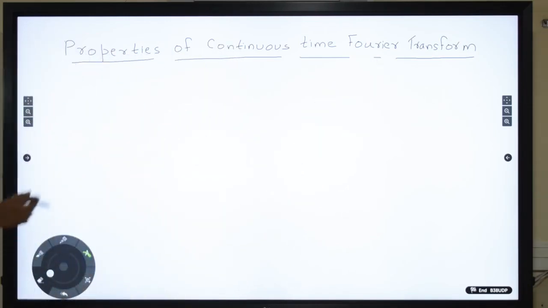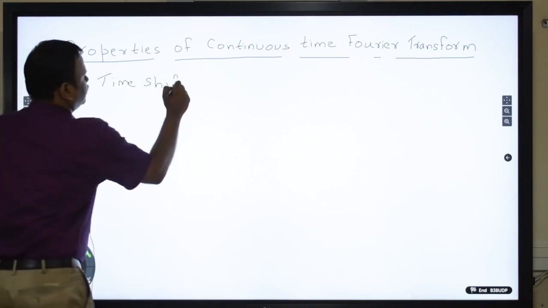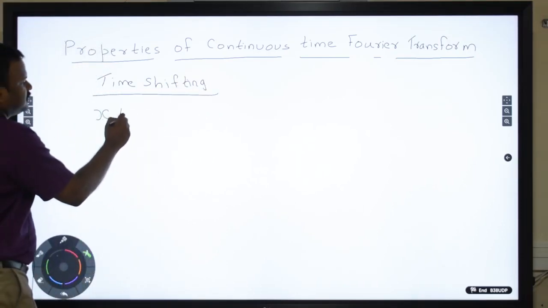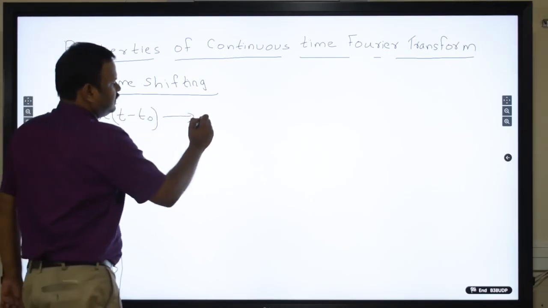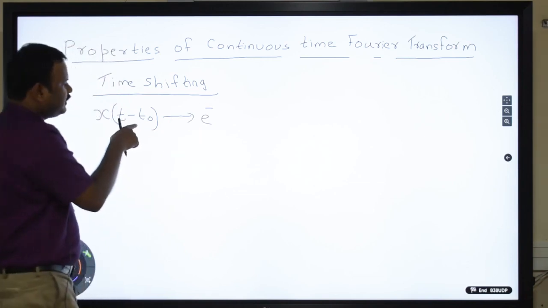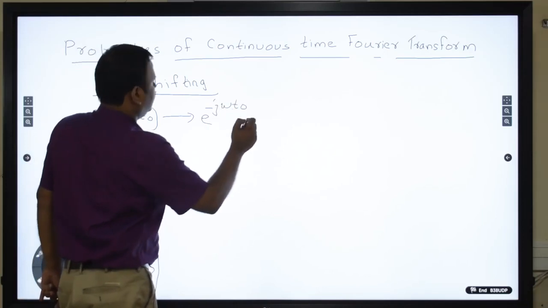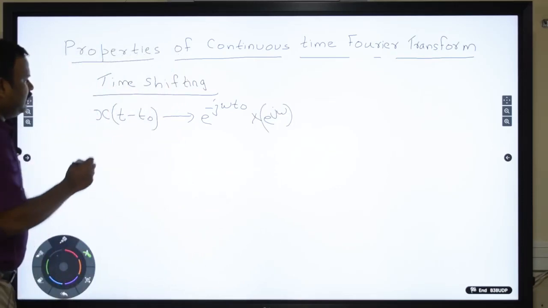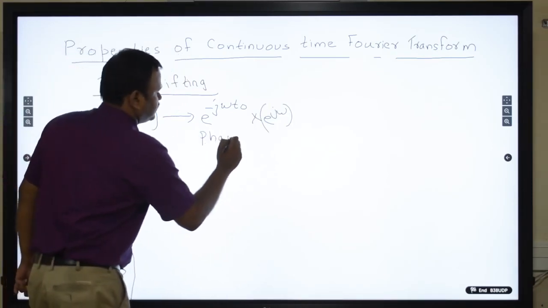Now, we are going to the second property, which is called time shifting. Time shifting says that for the continuous time signal x of t, if you give a shift by t0, that delay will appear as a phase shift e power minus j omega t0 times X of e power j omega. So, the delay in time will appear as a phase shift in frequency.